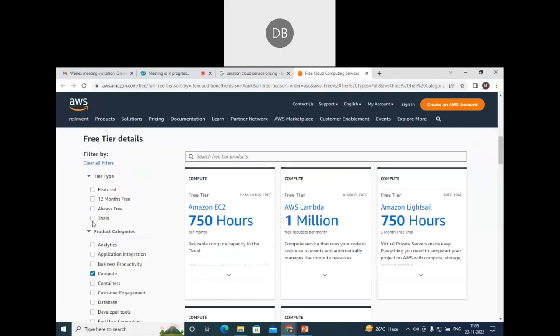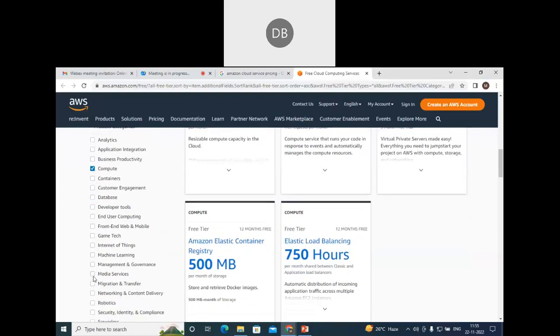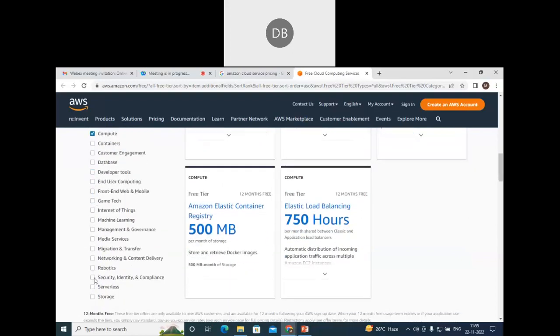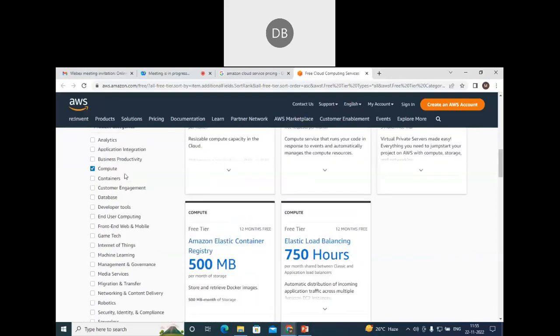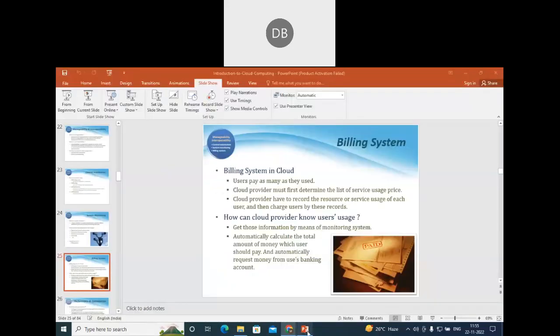For example, in the free tier, how much do you get? 750 hours of Amazon EC2, which is one of the cloud services, per month. It will provide 1 million Lambda free requests per month. Lambda and Lightsail are other compute clouds, with Lightsail for 750 hours. So it mentions the compute resources from EC2, Lambda, Lightsail, then Elastic Container Registry and Elastic Load Balancing, and how much is provided for each. These are the product categories you can choose.